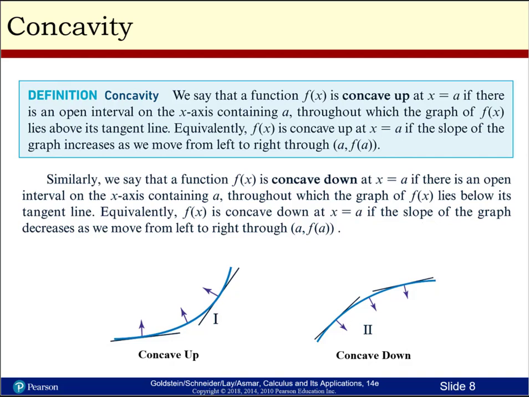Similarly, we say that a function is concave down at x equal a if there's an open interval on the x-axis containing a throughout which the graph of f of x lies below its tangent line. Equivalently, f of x is concave down at x equal a if the slope of the graph decreases as we move from left to right. It's like a bowl sitting upside down is what it reminds me of.